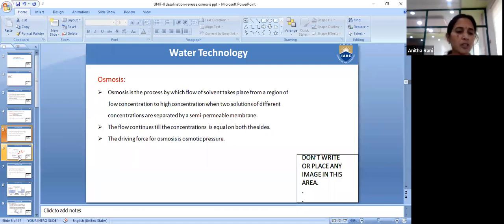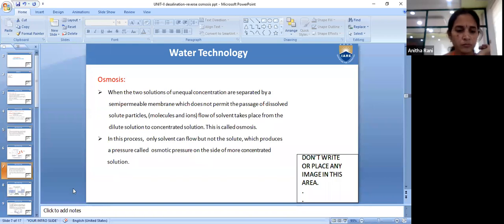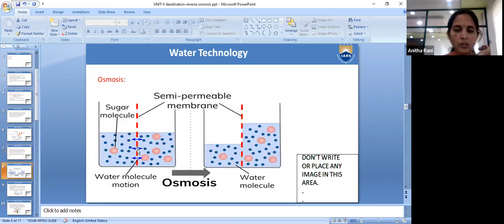So the flow continues until the concentration is equal on both sides. The driving force for osmosis is osmotic pressure. The same thing I gave here also. It will allow only solvent but not solute. You can see in this diagram also the movement of water molecules from lower concentration to higher concentration.